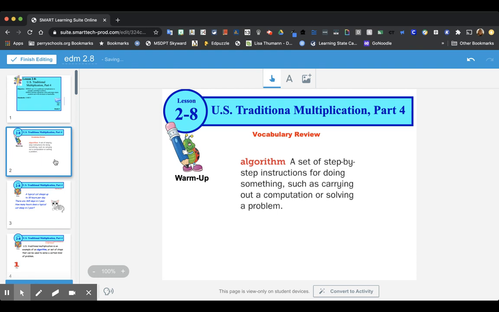Algorithm is a word that we need to review real quick. It's a set of step-by-step instructions for doing something, such as carrying out a computation or solving a problem.